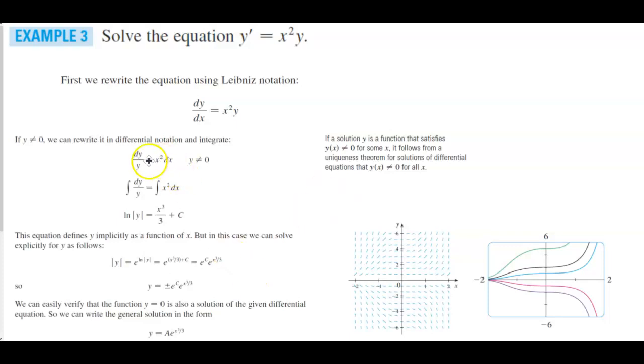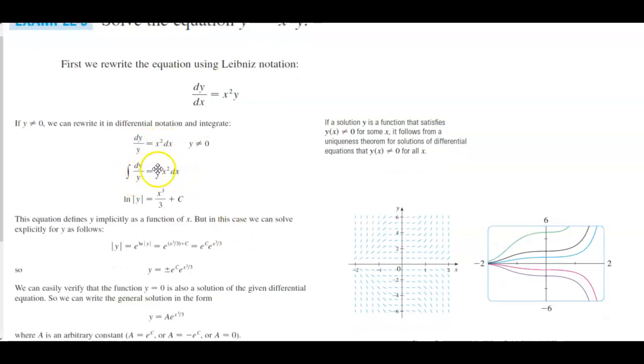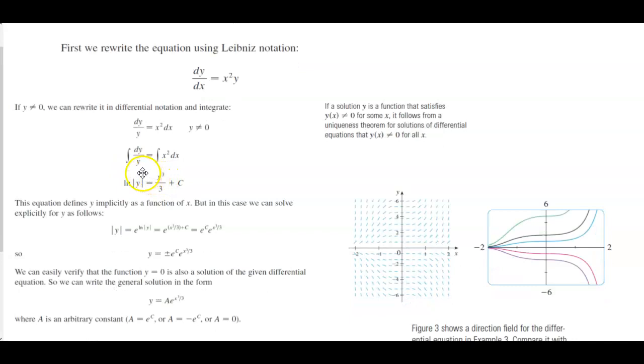Okay, now that we've done that and got our y's on one side, x's on the other side, we're going to go ahead and take the integral of both sides. So the antiderivative of 1 over y dy is the natural log of the absolute value of y. And that's going to equal the antiderivative of x squared, which is x cubed over 3 plus c.